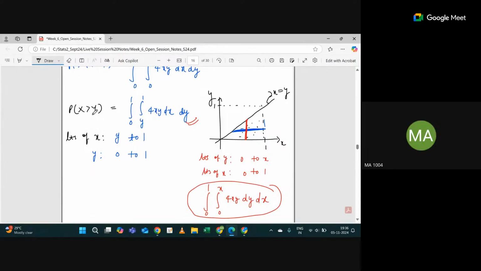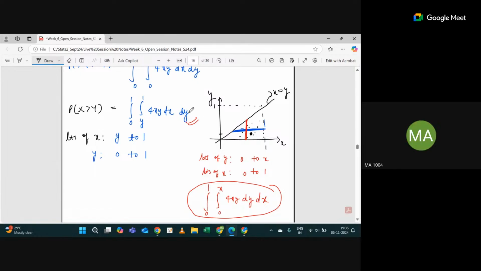Correct. So what you can do, just simply substitute one value. Suppose I'm here, for example. At this point, what will be the value of x here? More than 0.5. Correct. And what will be the limit of y? It's not more than 0.5, right? Correct. So that means my x is greater than y. Got it? Yeah.